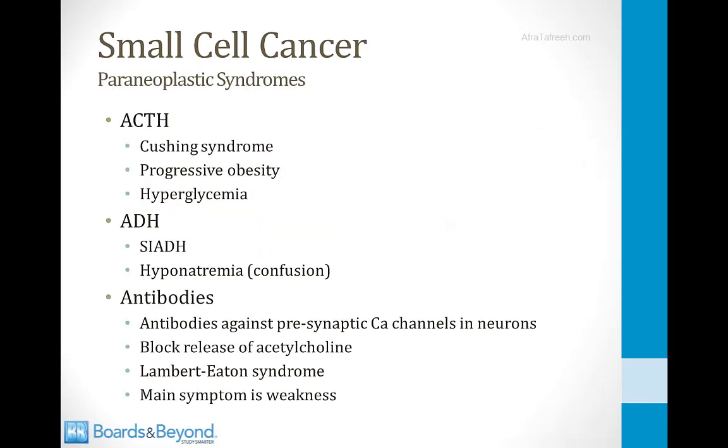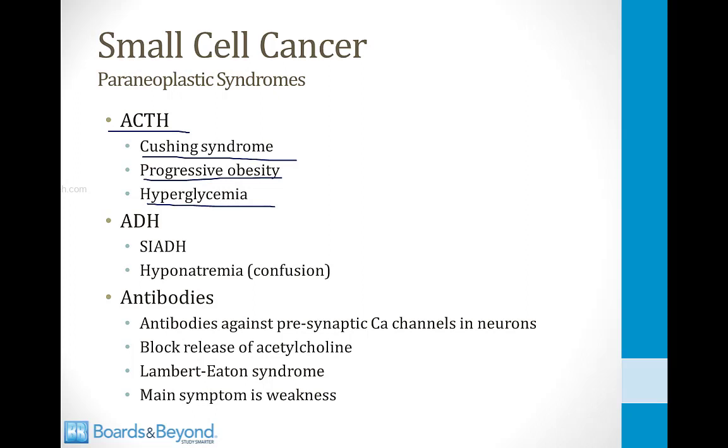There are three paraneoplastic syndromes that occur in small cell cancer, and they all start with the letter A. So the first one is ACTH. So these tumors can secrete ACTH, which will stimulate cortisol production, and this will lead to the Cushing syndrome. So the cortisol production will lead to progressive obesity, and this will cause hyperglycemia.